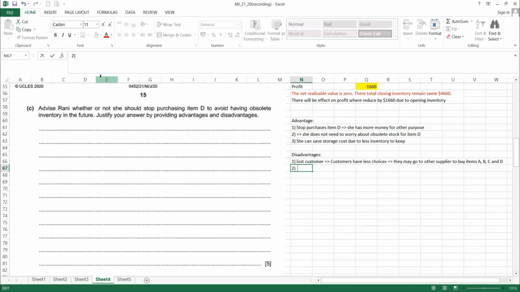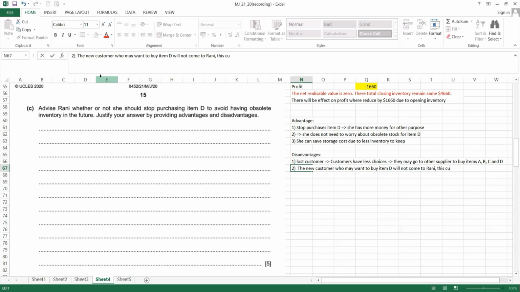Then the new customer may not come to... who, okay, let's see. The new customer who may want to buy item D, and who may want to buy item D, will not come to Rani.